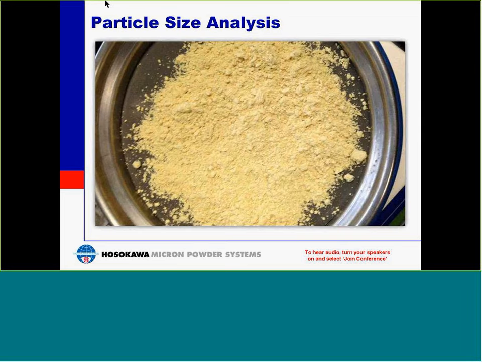Now, prior to performing any analysis of the flow characterization, it's important to understand your sample. Some primary pieces of information that you'll need before the various methods: first, most importantly, is particle size analysis. You need to know what your product is, whether it's a blend or a single powder, before starting.